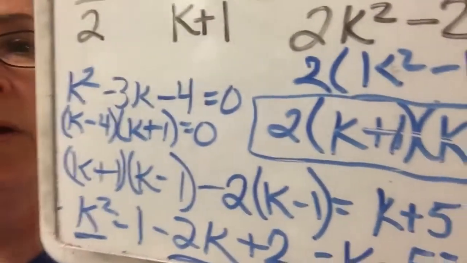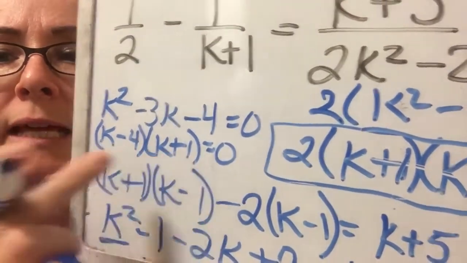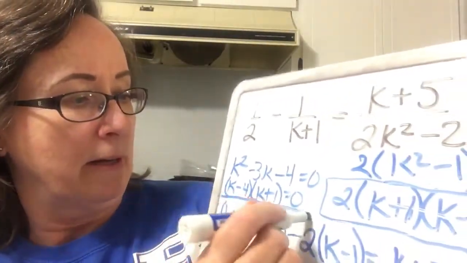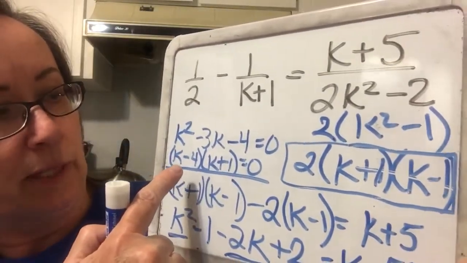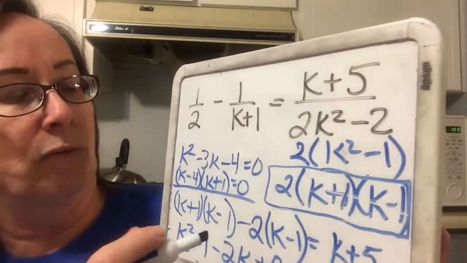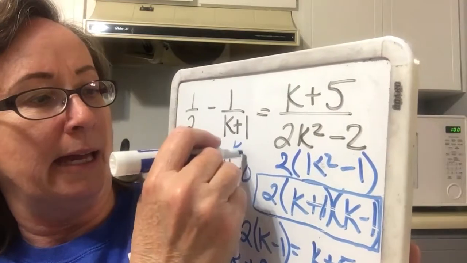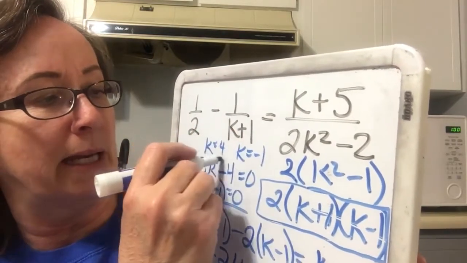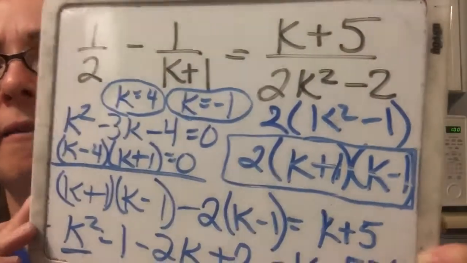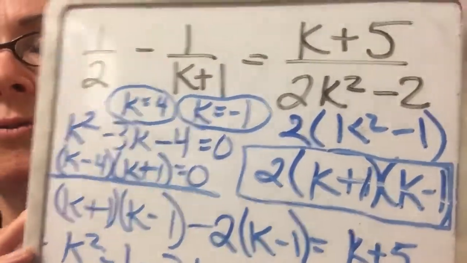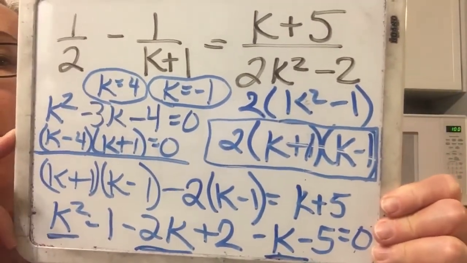Okay, so I was able to factor, and now I'm going to set each one of these. You see, these are my factors right here. I'm going to set each one of these equal to 0, and I'm going to get k is 4 and k is negative 1. So my answers are k is 4 and k is negative 1. So this is what I came up with when I solved. But can you see that I have a problem? 2 solutions as I expected. k is 4 and k is negative 1.